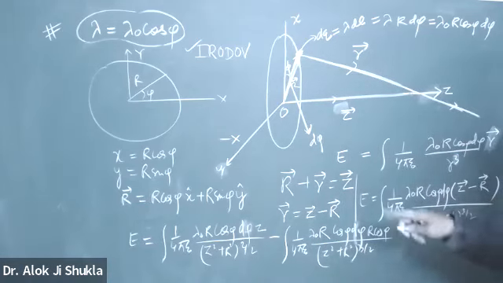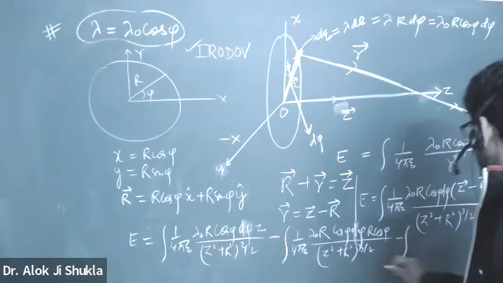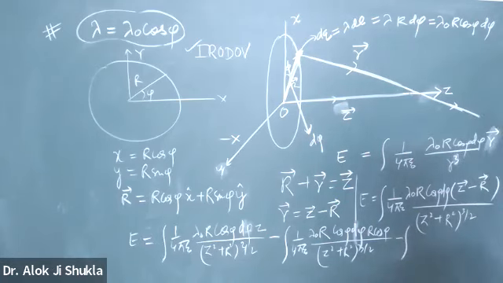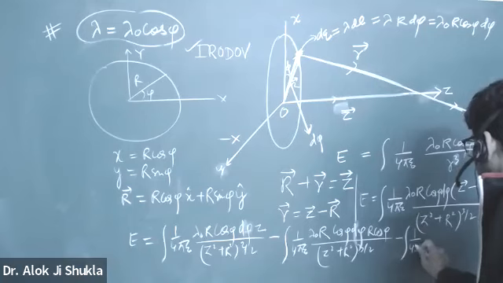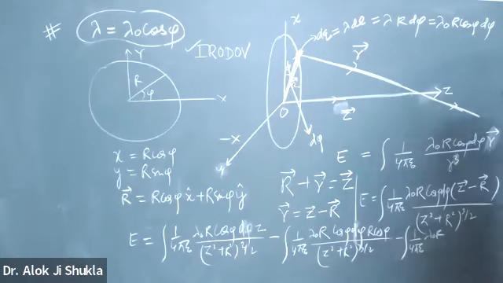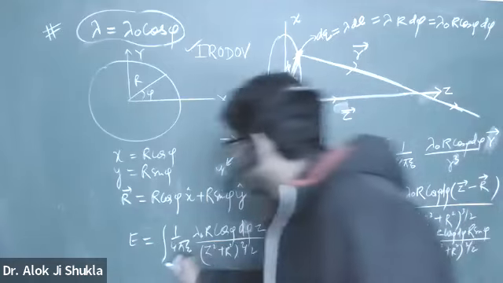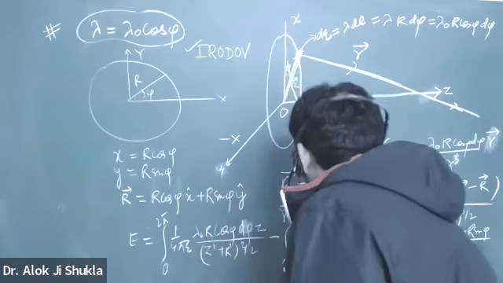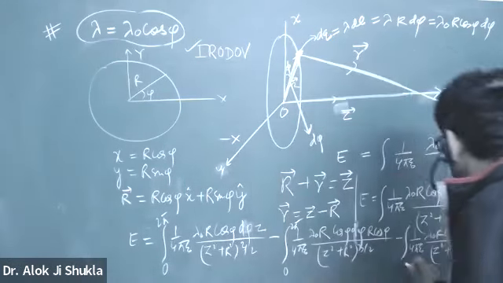And another part will be coming from the Y. So that is minus integral 1 upon 4 pi epsilon naught lambda naught r sin phi. So here it will be cos phi d phi and then r sin phi by Z square plus r square to the power 3 by 2. Now put the limit 0 to 2 pi.